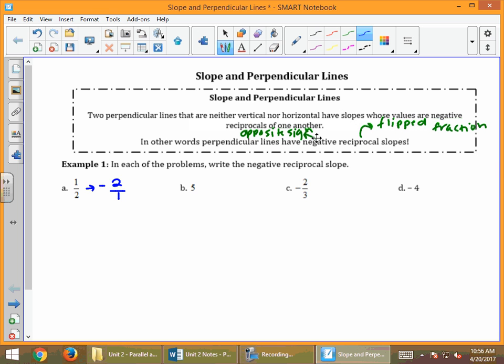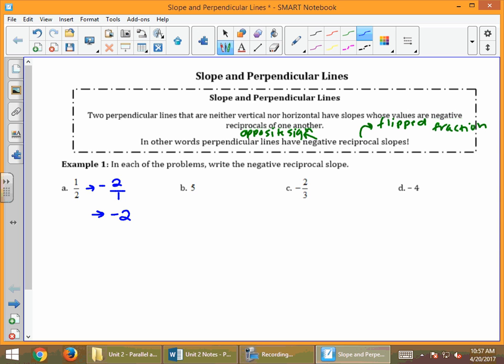To make it even more proper, -2/1 is the same as saying -2. Not a big deal if you leave it as -2/1. They're the same thing. But you might see it as -2 as well somewhere along the road. So you leave the 1 there, not a big deal.